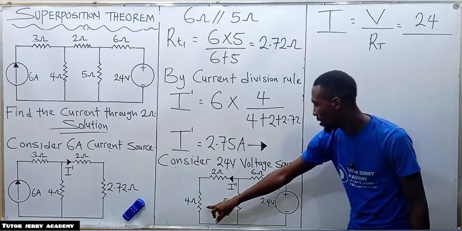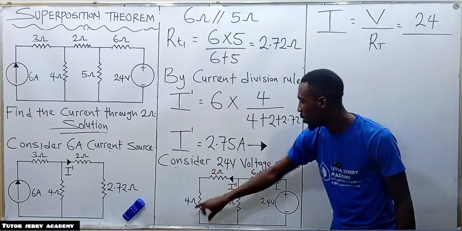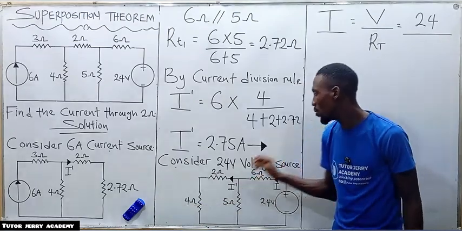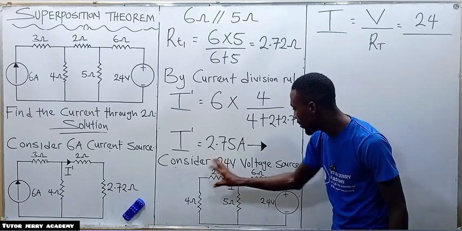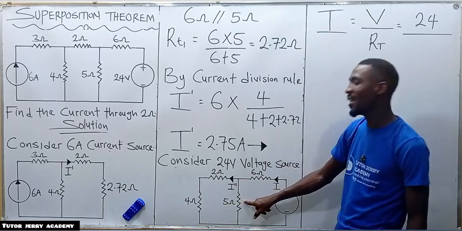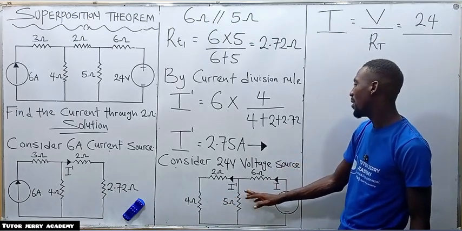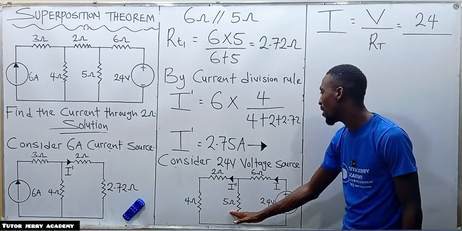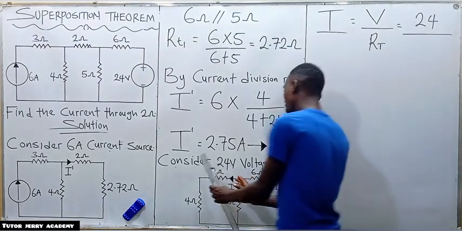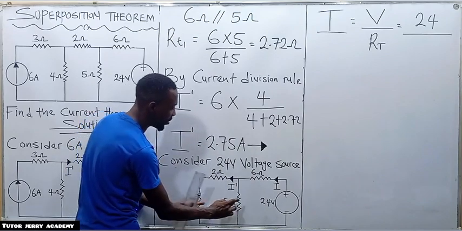Now if you look at this 4 and 2, they are in series, right? When two resistors are in series, we add them together. 4 plus 2 is 6, and if you combine them together, you observe that this 6 will be in parallel with what is here, right? So the 6 is in parallel with 5.